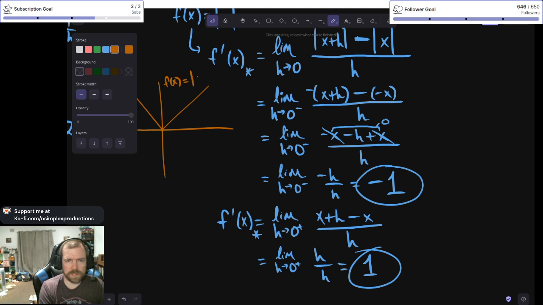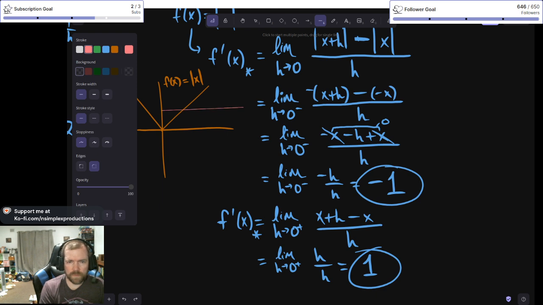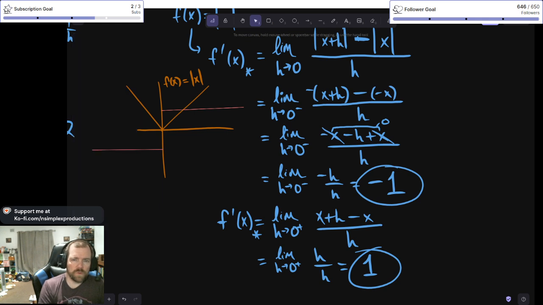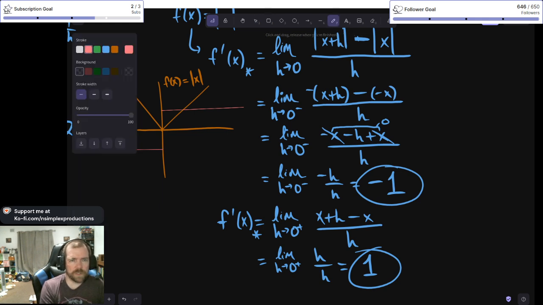Right, f of x is the absolute value of x. And here we have a value that goes off like this in the positive direction, and a value that goes off like this in the negative direction. So yeah, that's a little bit of an issue.